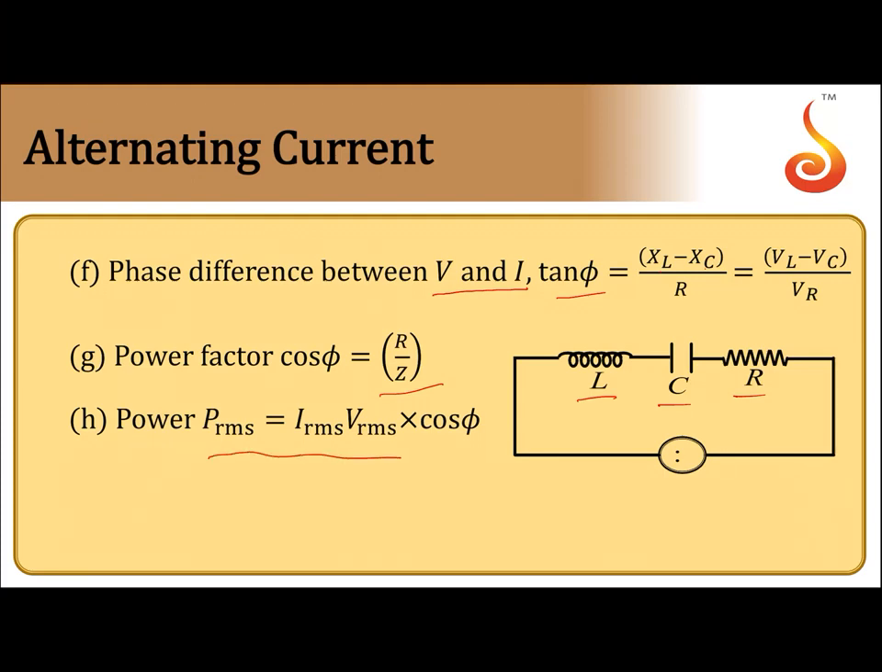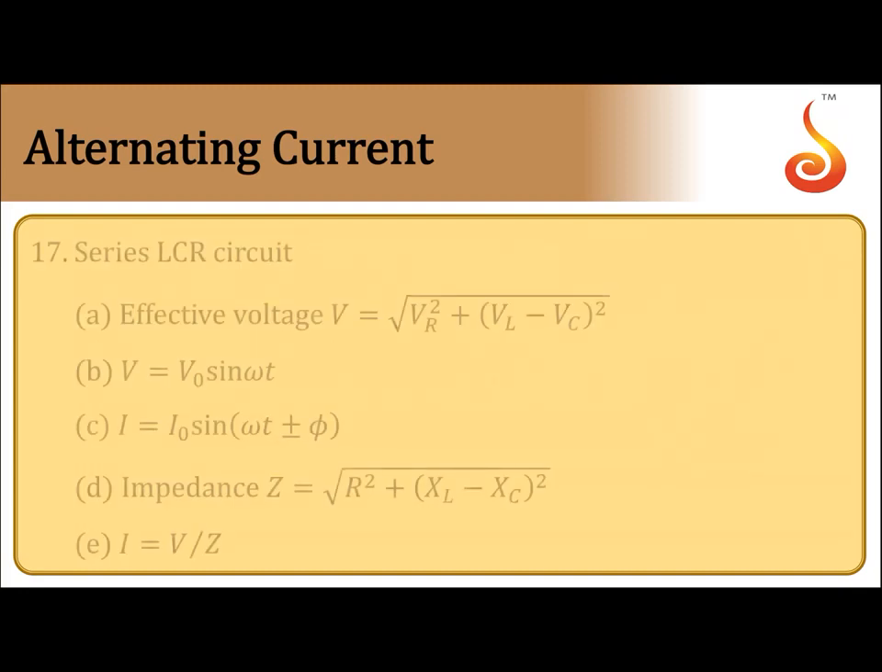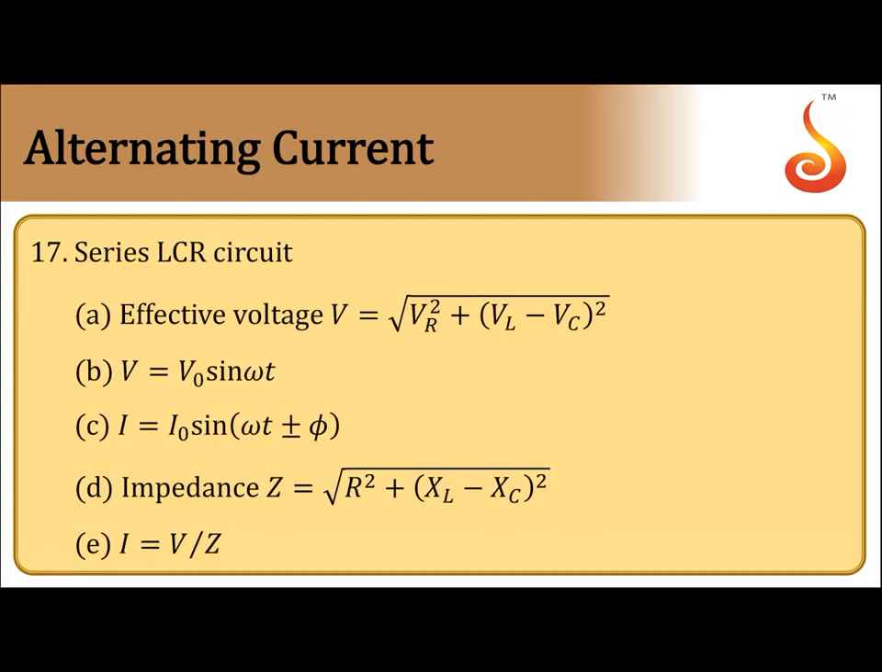Power in an AC circuit is given by P is equal to IRMS into VRMS into cos phi, where phi is the phase difference between voltage and current. In a series LCR circuit, effective voltage is given by the square root of VR square plus (VL minus VC) whole square, where V is V naught sin omega t, I is I naught sin(omega t plus or minus phi). Impedance in the circuit is given by Z is equal to the root of R square plus (XL minus XC) whole square. So current in the circuit is V by Z.